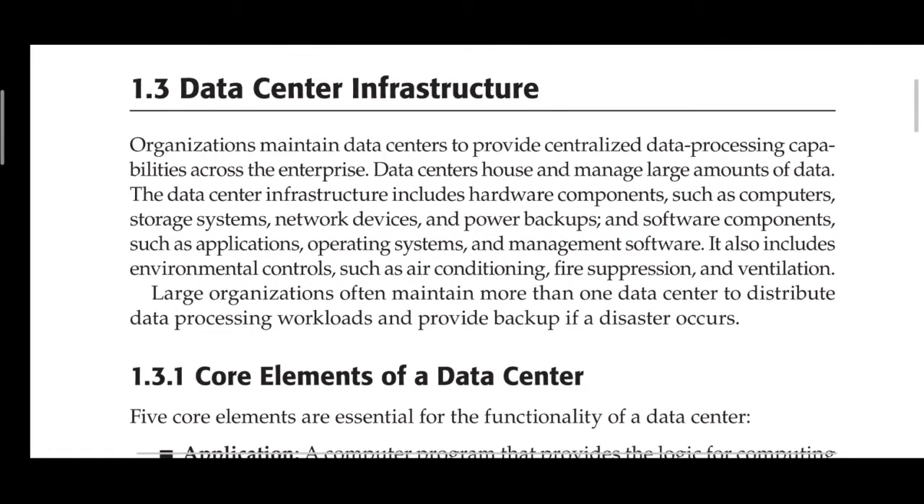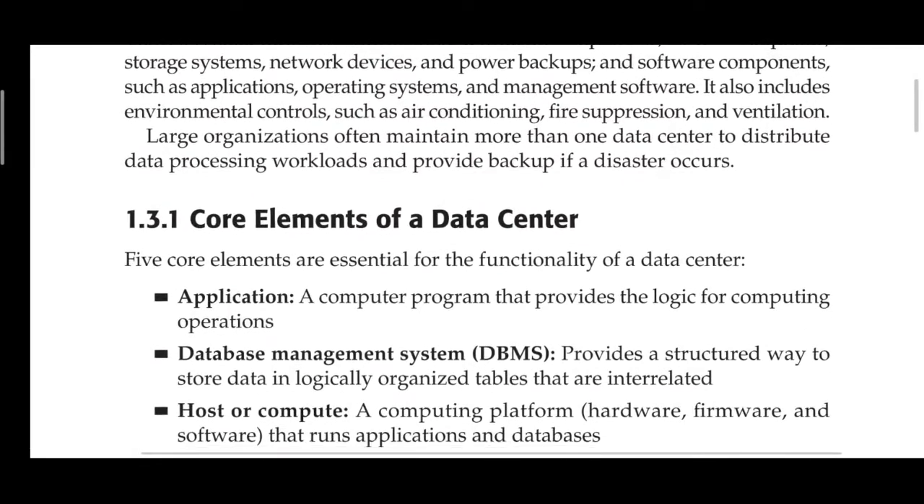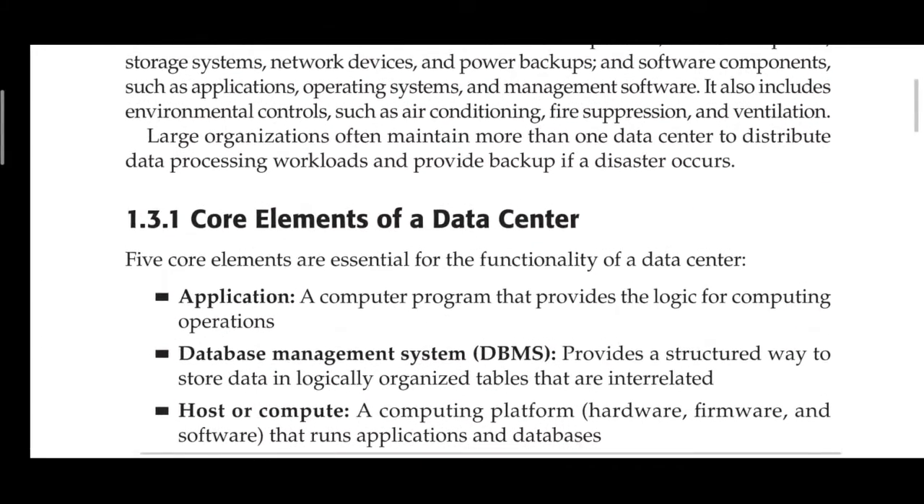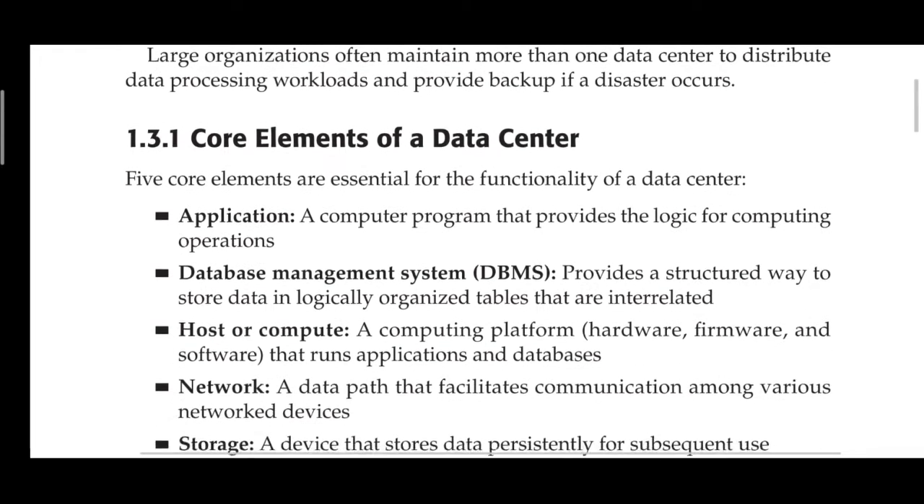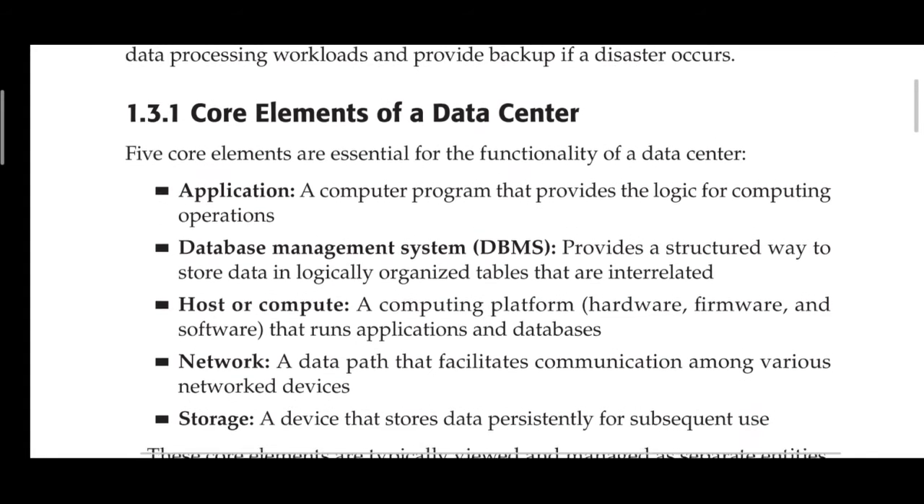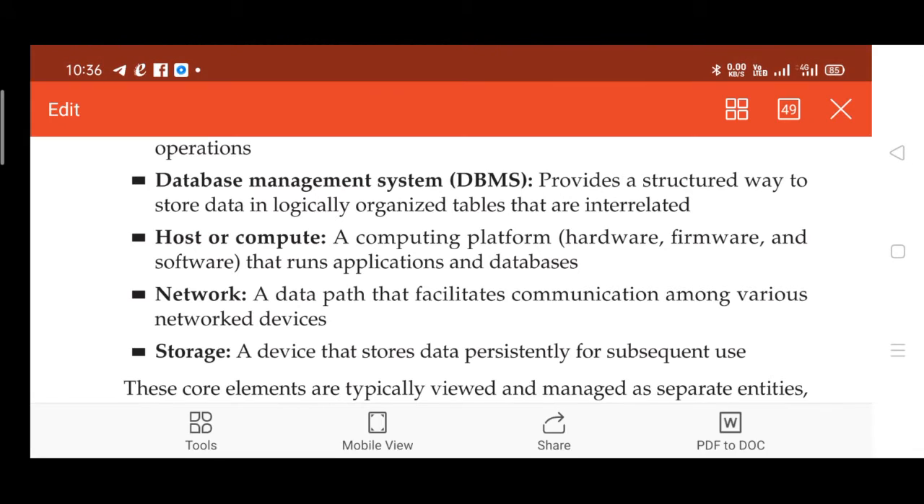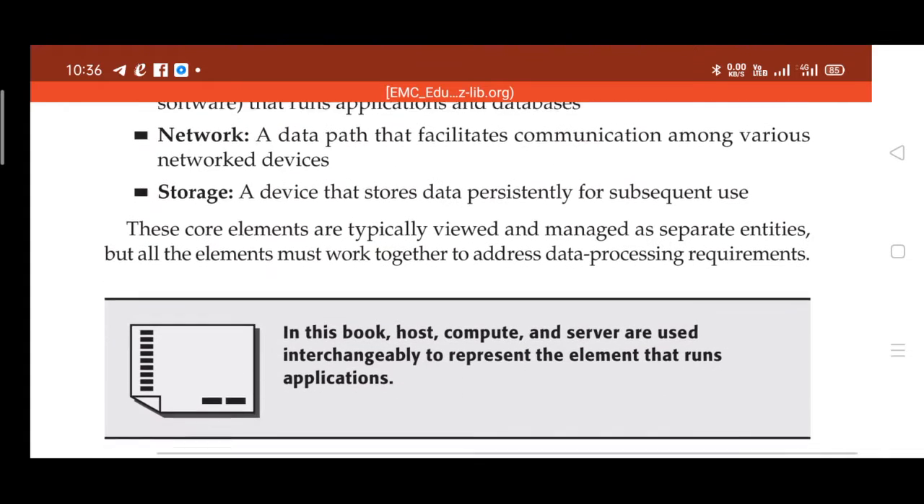Data center infrastructure. Under that, the next concept, first we need to study the core elements of the data center. Some keywords we are studying. Application is nothing but a computer program that provides the logic for computing operations. Software, you can say. Next, database management system, DBMS, for organizing the structured data. Host or a computer, this is necessary. Network means the interconnecting path. And finally, the storage or storage devices for storing the data permanently. Got it now?